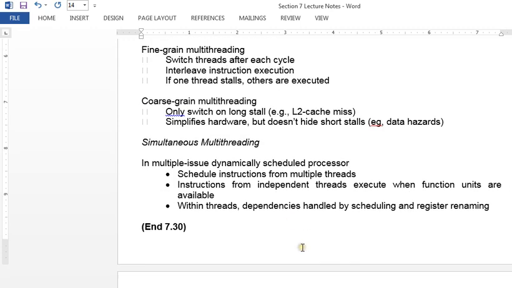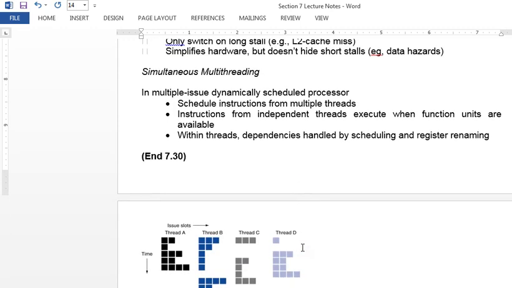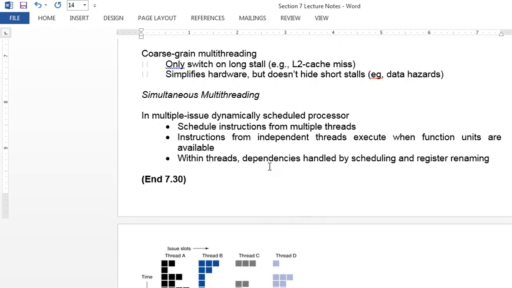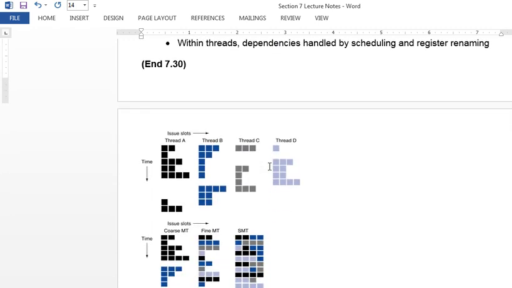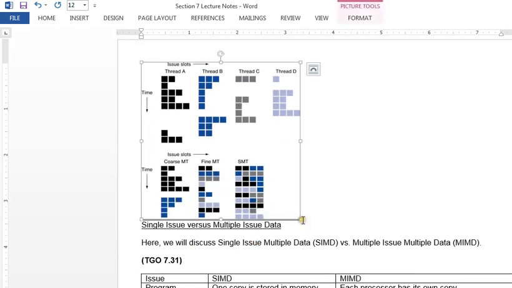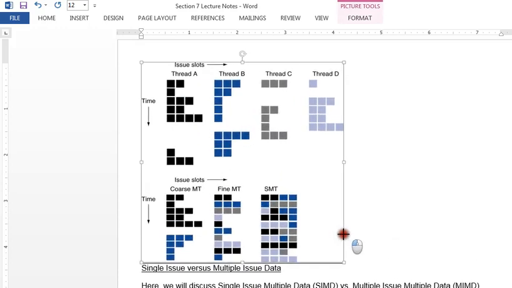But the general idea, I can show you an example down here, and then I'll go back up to simultaneous multi-threading. This is an example here of four threads. Thread A has executions from 1, 2, 3, 4, and 5, and then it has a stall and then does work here. Thread B has some execution time, another stall, and has some execution time. Thread C has one cycle, a stall, then work.